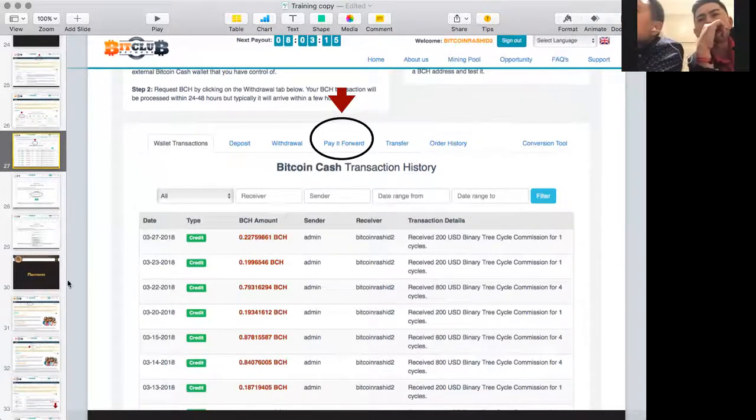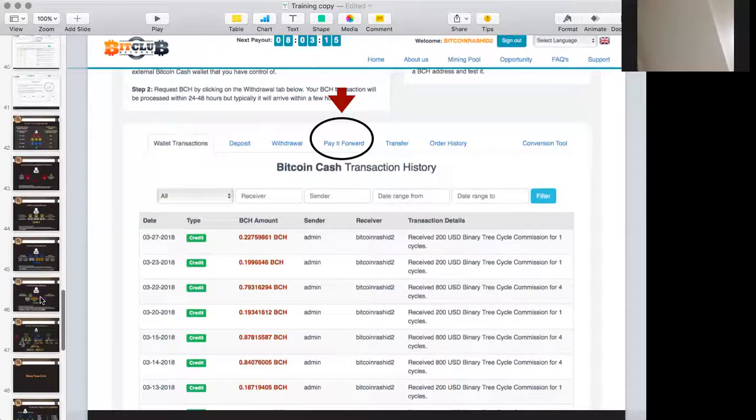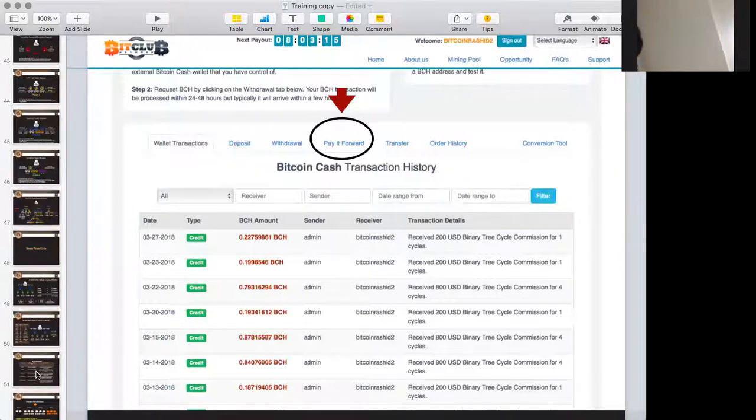So the higher rank you are, the more cycles you can have in a day. This little account can only cycle up to 4 times. That's it. Anything more is considered a flush.